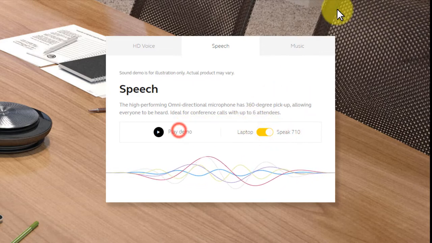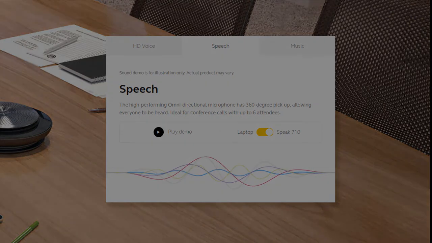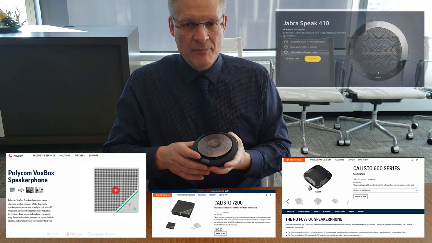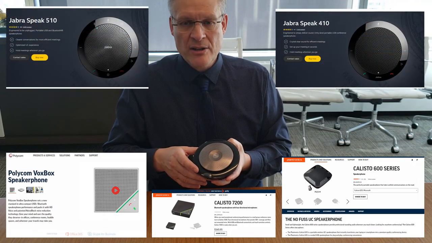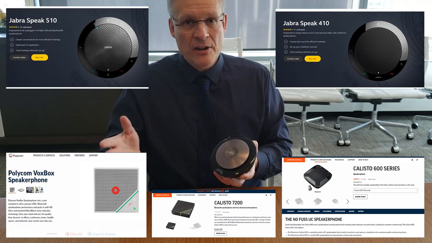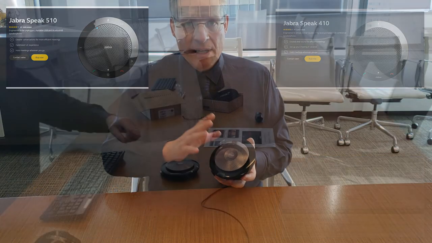So you get an idea, the sound quality really is substantially better. So the 710, I looked at the Foxbox, the Polycom, what was it called, the Calisto. They're fine, but this is better.